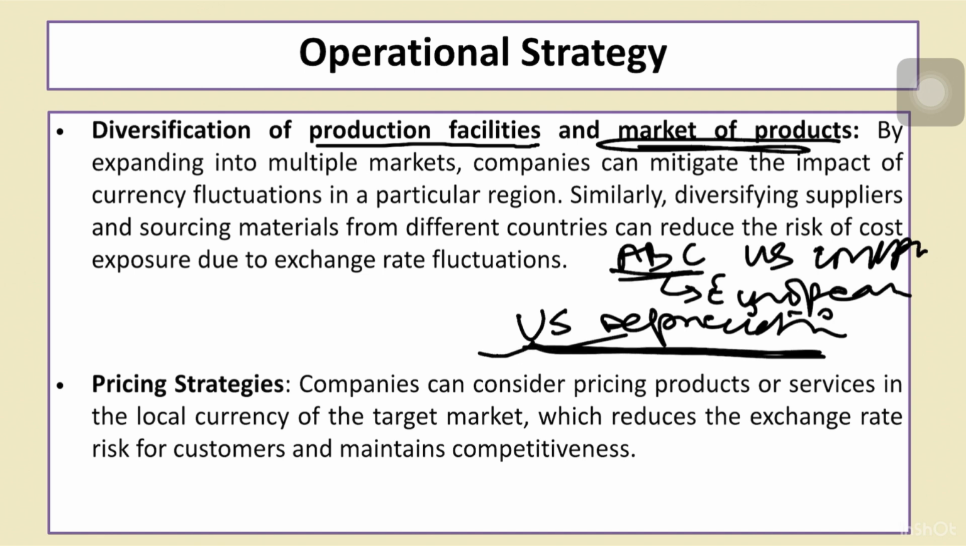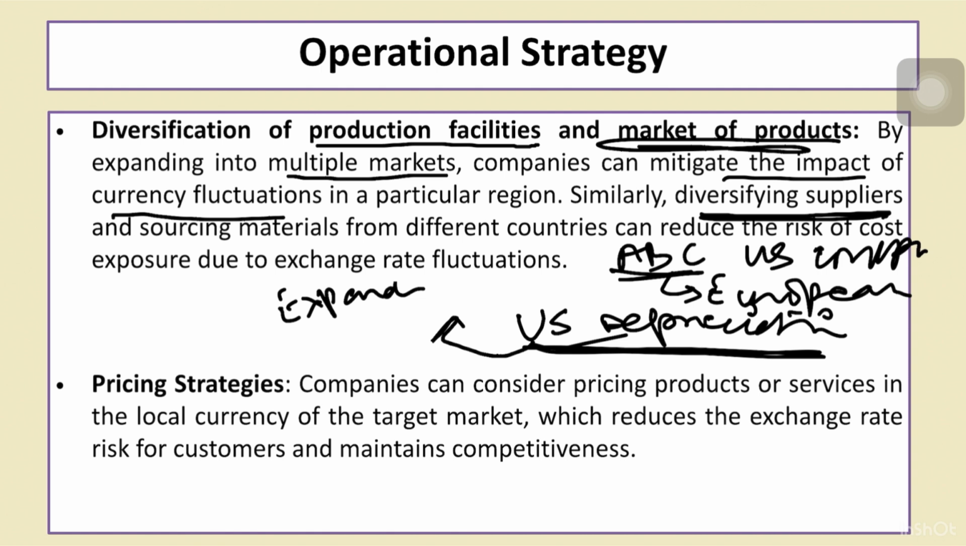It can expand its business in other countries. It can go for multiple markets and mitigate the impact of currency fluctuations. Further, it can diversify the suppliers and source materials from other countries. Now if it does so, what will happen? This will reduce the cost of production.